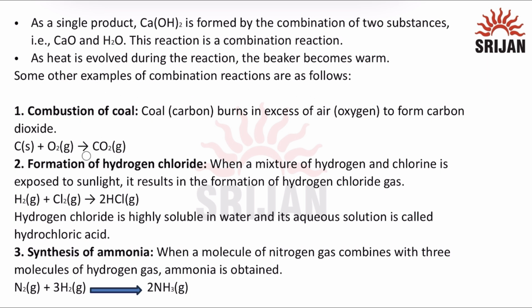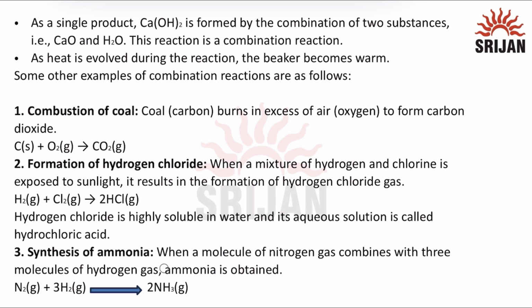Now, other examples. Combustion of coal: what will happen? Coal, that means carbon, and oxygen will combine to form carbon dioxide. Formation of hydrogen chloride: hydrogen and chlorine will combine to form 2HCl, hydrogen chloride. When a mixture of hydrogen and chlorine is exposed to sunlight, this reaction happens. It results in the formation of hydrogen chloride gas.